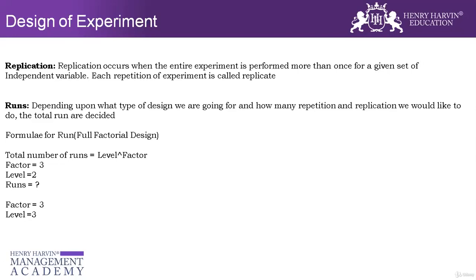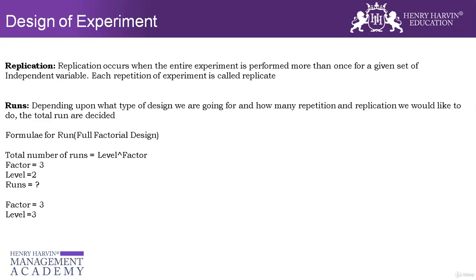So I'll repeat the formula. Formula for run is level to the power of factor. If I am doing only 1 replica, then it is the same. If I am doing 2 replicas, then I multiply it by 2. If I do 3 replicas, I'll multiply by 3. Is it clear to all of you? That is how we calculate the number of runs to do the experiment.